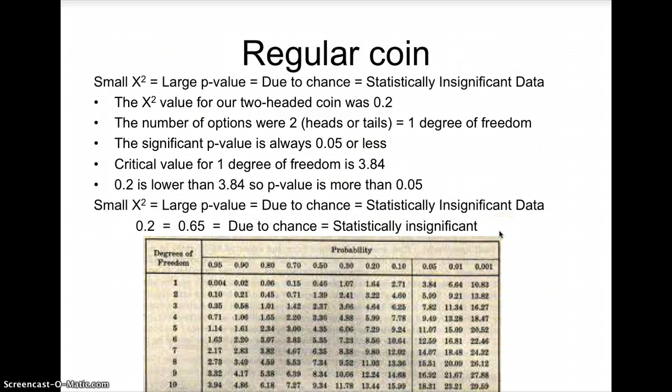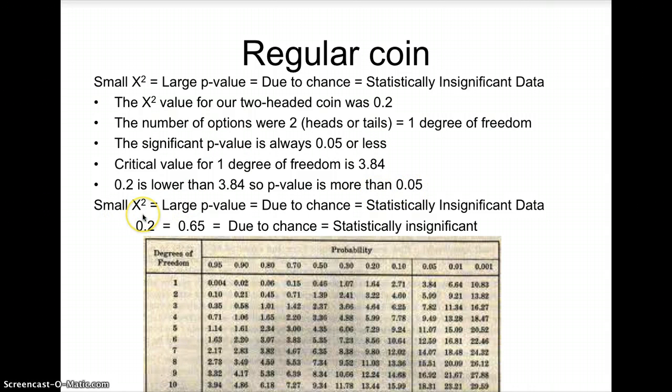Let's do the same thing with the regular coin. In the regular coin, our chi-squared value was 0.2. The number of options are the same, heads or tails. So degrees of freedom is number of options minus 1. The p-value is always going to be 0.05 for our key p-value. So if we look at our chart at 0.05, 1 degree of freedom, that gives us a critical value of 3.84. Since our calculated value of 0.2 is lower than our critical value, that means our probability of the null hypothesis being true is greater than 0.05.